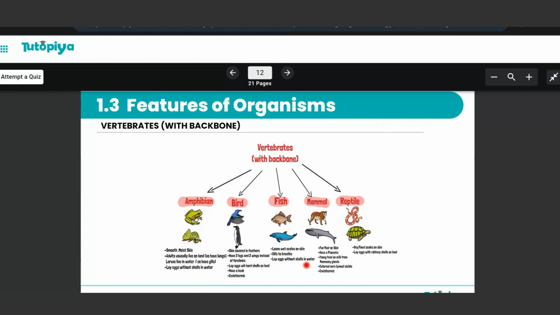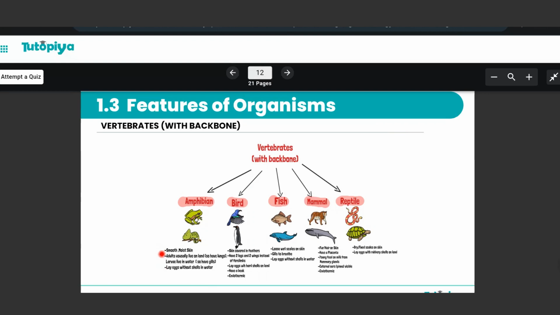So those are the main features you need to keep in mind about the fish. Then moving on to the second group of vertebrate animals, which are the amphibians. Now, when we think about the amphibians, this includes animals such as the frog, the toad, the salamander, and so on. So let's take a look at the features of these organisms.